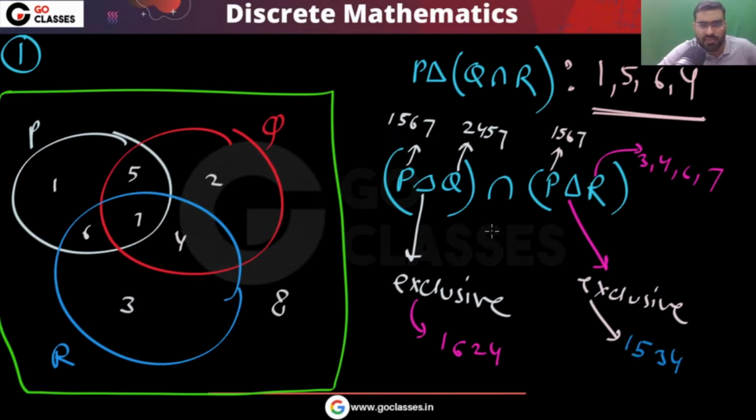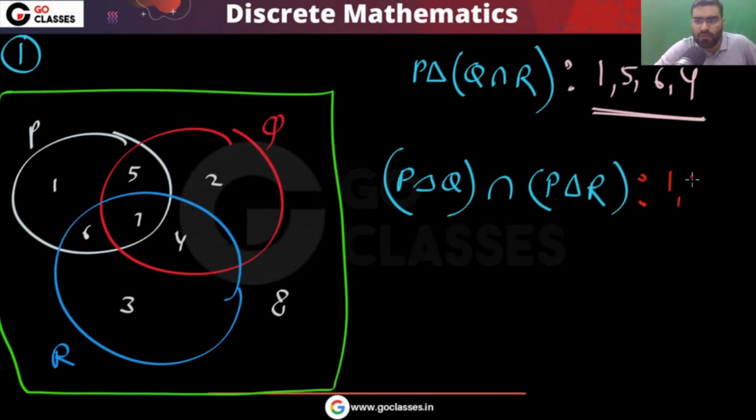What is the intersection finally? What is the intersection of these two? This and this. What is the common part in these two? The common part is 1, 4, right? So finally, this is 1, 4. Now can you tell me the answer?